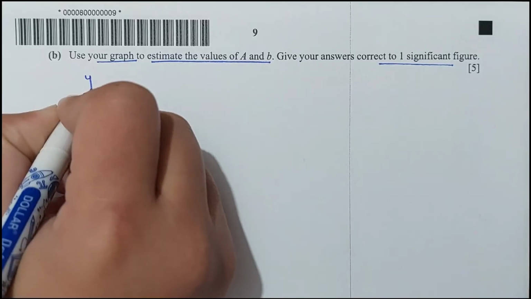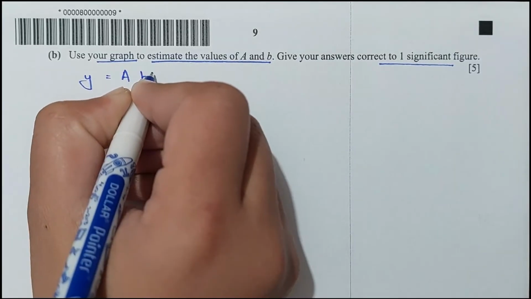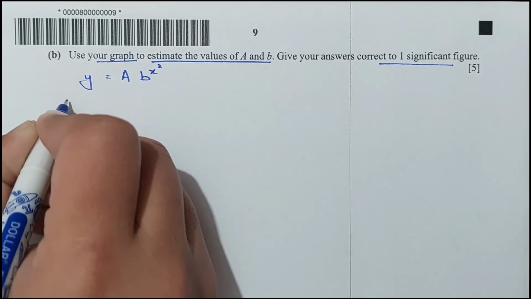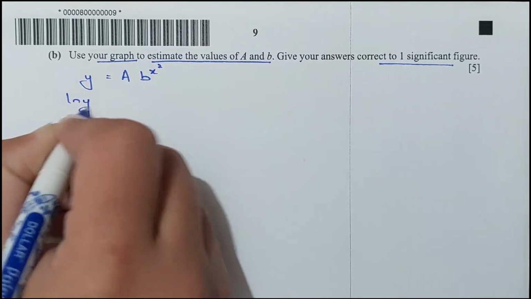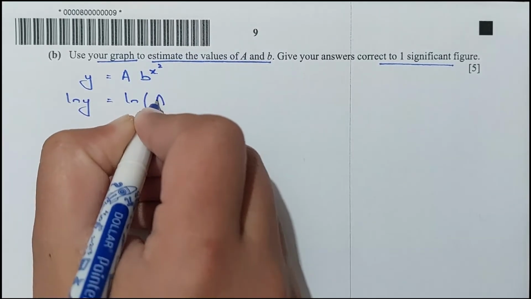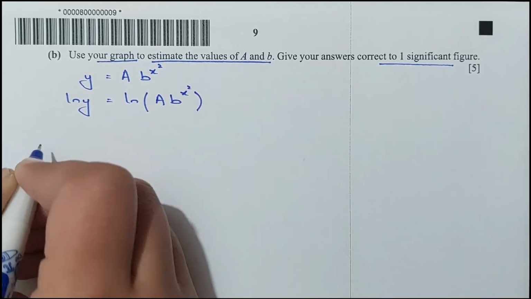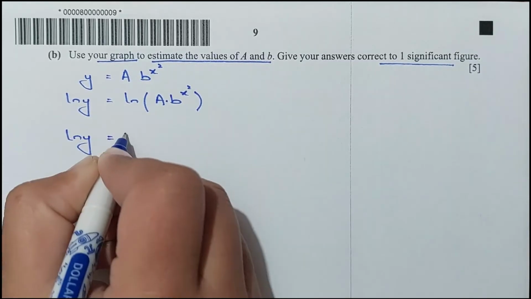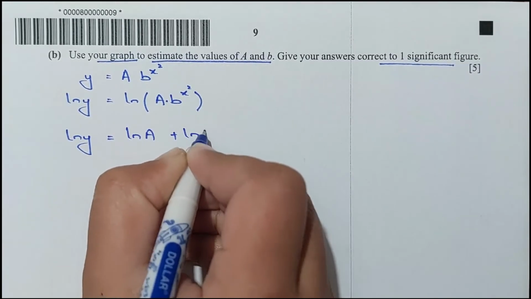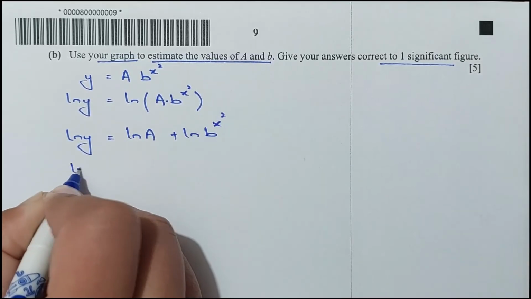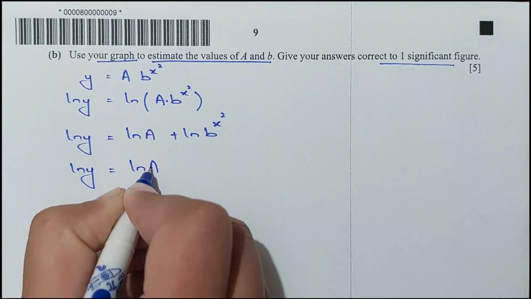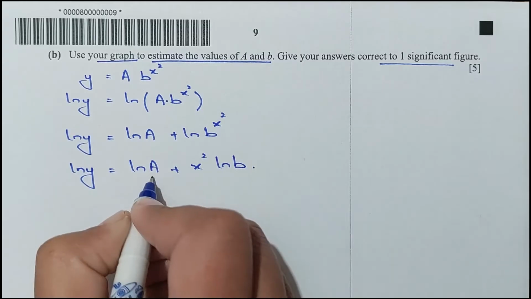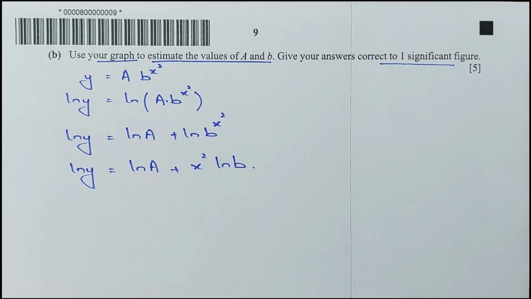So we have y equals A B to the power x square, right? Now let me take ln on both sides. So ln y would be equal to ln of A B to the power x square. These are in the product, so we can add: ln a plus ln b to the power x square. This is ln y equals ln a plus x square ln b. We have to solve for a and b. This is a and this is b. All right, so that is the equation.